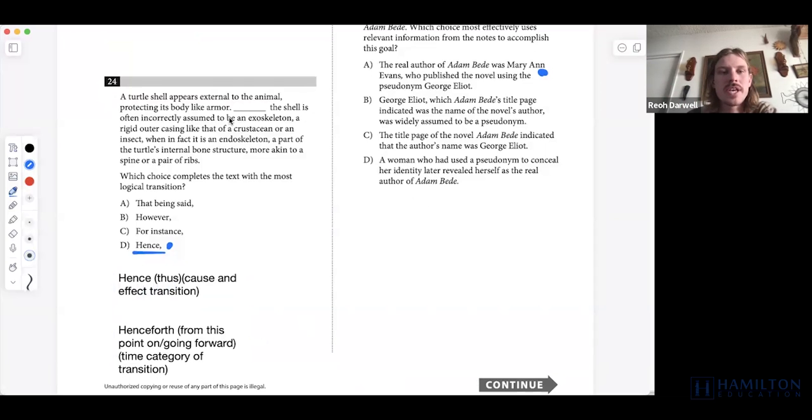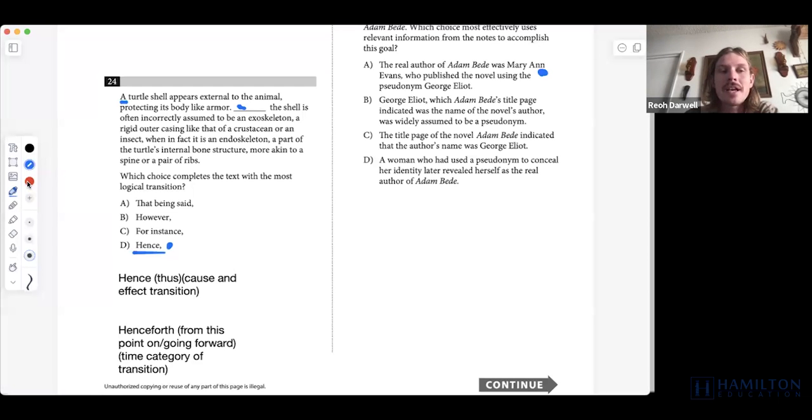effective here because what we are saying is that because it appears to be an external body-like armor, many believe it's like an exoskeleton that you'd see on like a bug. All right. That's why hence works. We have cause and effect, right? We have a positive relationship, if you will, between the unit of information here and the unit of information preceding it in the previous sentence.